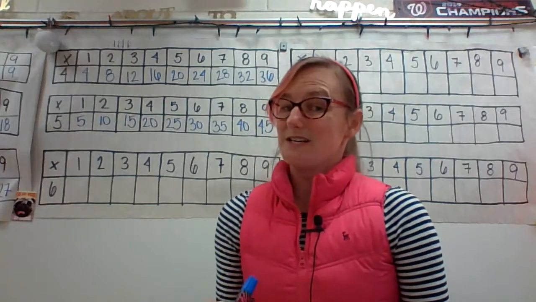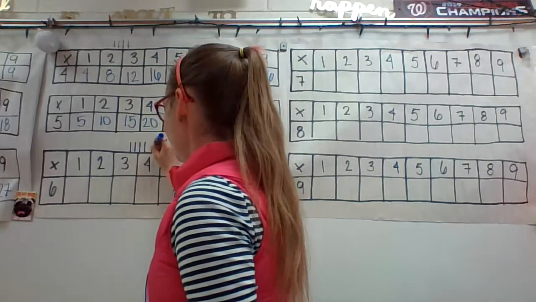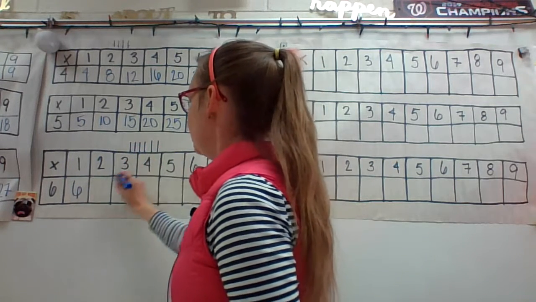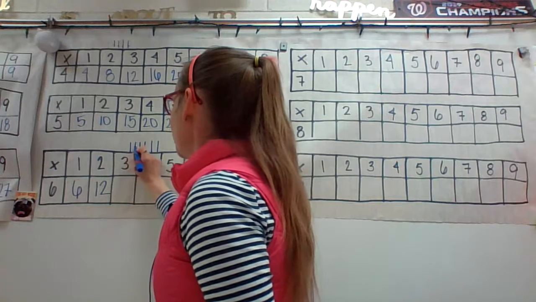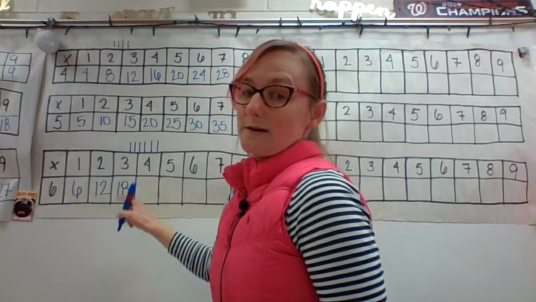Our sixes are a little tricky for me, so I'm going to go ahead and do that trick again. 1, 2, 3, 4, 5, 6 lines. 7, 8, 9, 10, 11, 12, 13, 14, 15, 16, 17, 18. It's important that we always start at the next number.